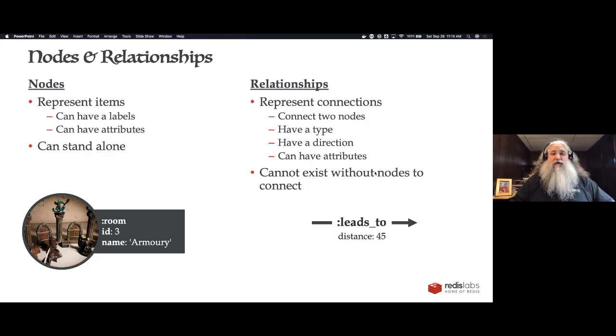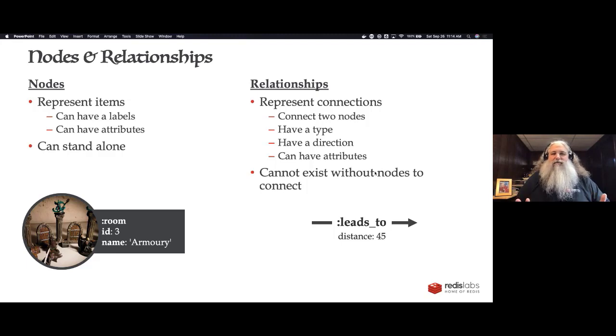The relationships represent those connections, and they connect 2 and only 2 nodes. They have a type, which is very analogous to the label that you have in a node, and they have directionality. In graph databases, they typically have directionality, and they can have attributes, which I also mentioned.